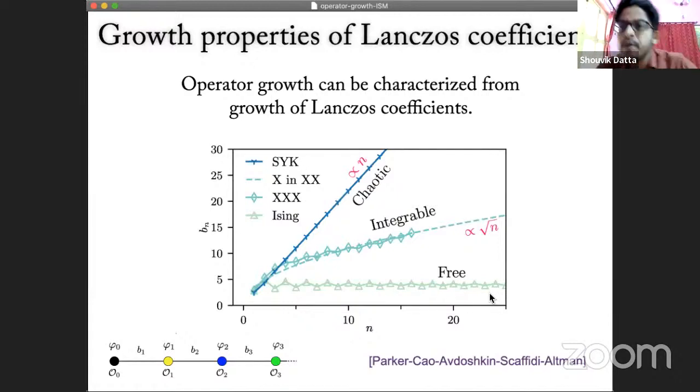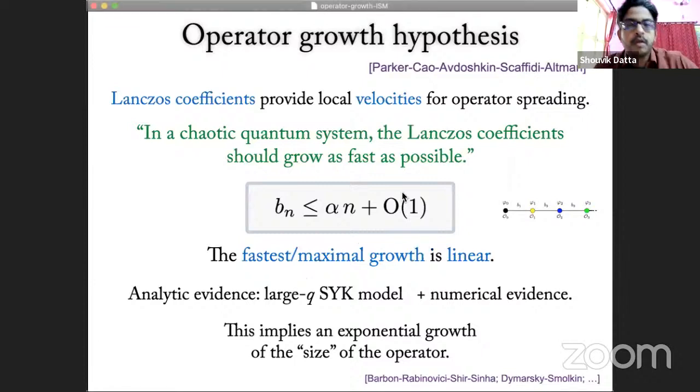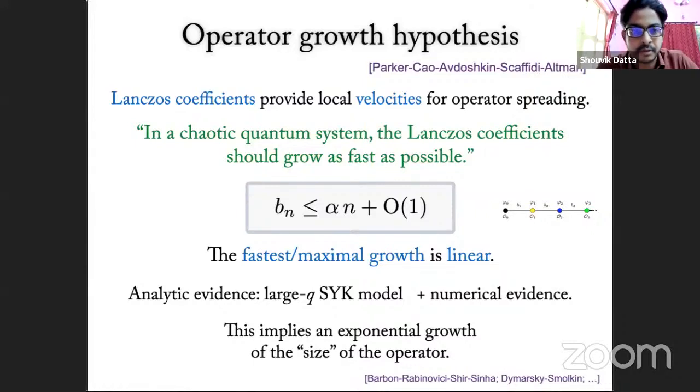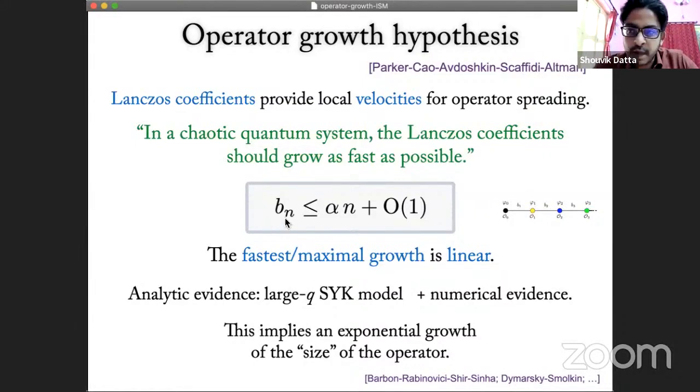Okay, so this has been seen in a variety of examples. These observations actually led to this operator growth hypothesis. It was conjectured by these authors. The Lanczos coefficients, physically speaking, provide local velocities along this chain for operator spreading. And the operator growth hypothesis says that in a chaotic quantum system, these Lanczos coefficients, which are just the transition amplitudes while going from one dot to the next dot, should grow as fast as possible. So the velocities are the fastest in some sense, and so this is the upper bound.